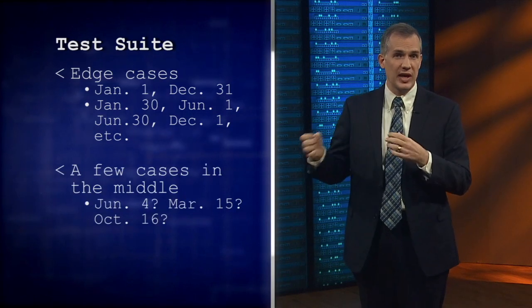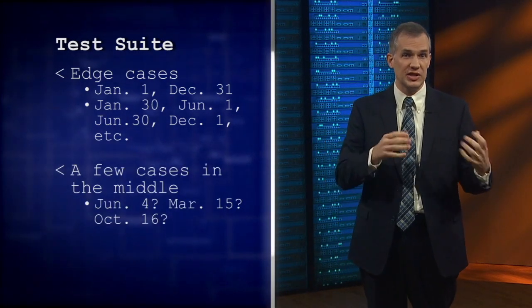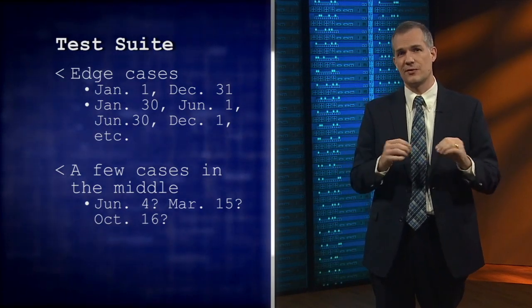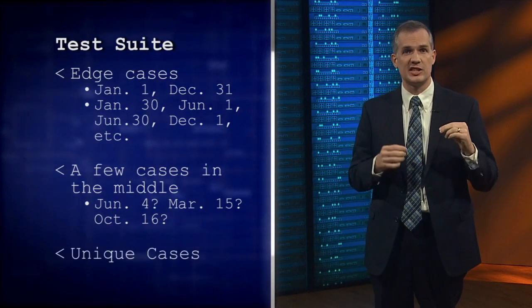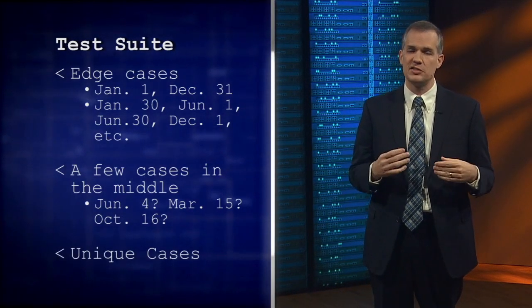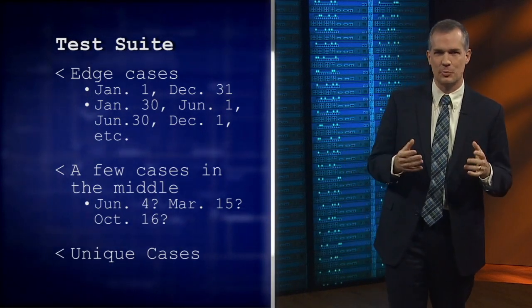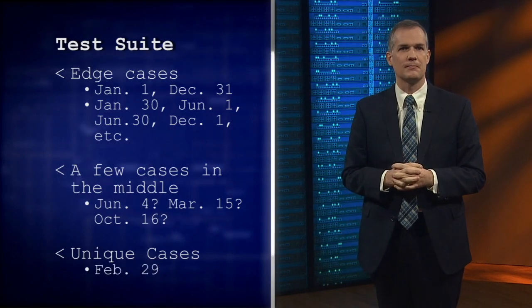Then we should check a few cases in the middle, just to be safe. We want to make sure that we handle more than just the edge cases, but it's rarely helpful to test lots of these. A few of them is plenty. And finally, we need to check any special cases. For dates, there's an obvious special case. Okay, you can include Christmas in your birthday, but I'm talking about leap year. We need to check February 29th.